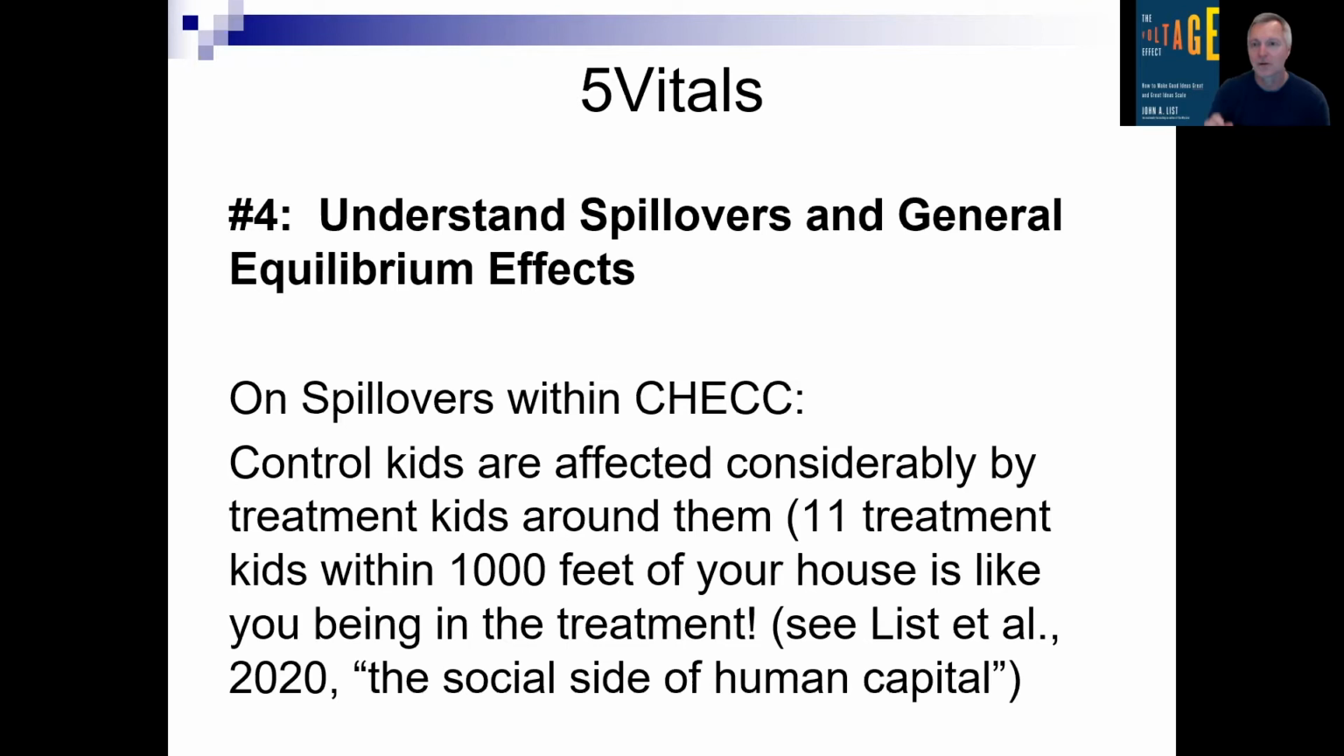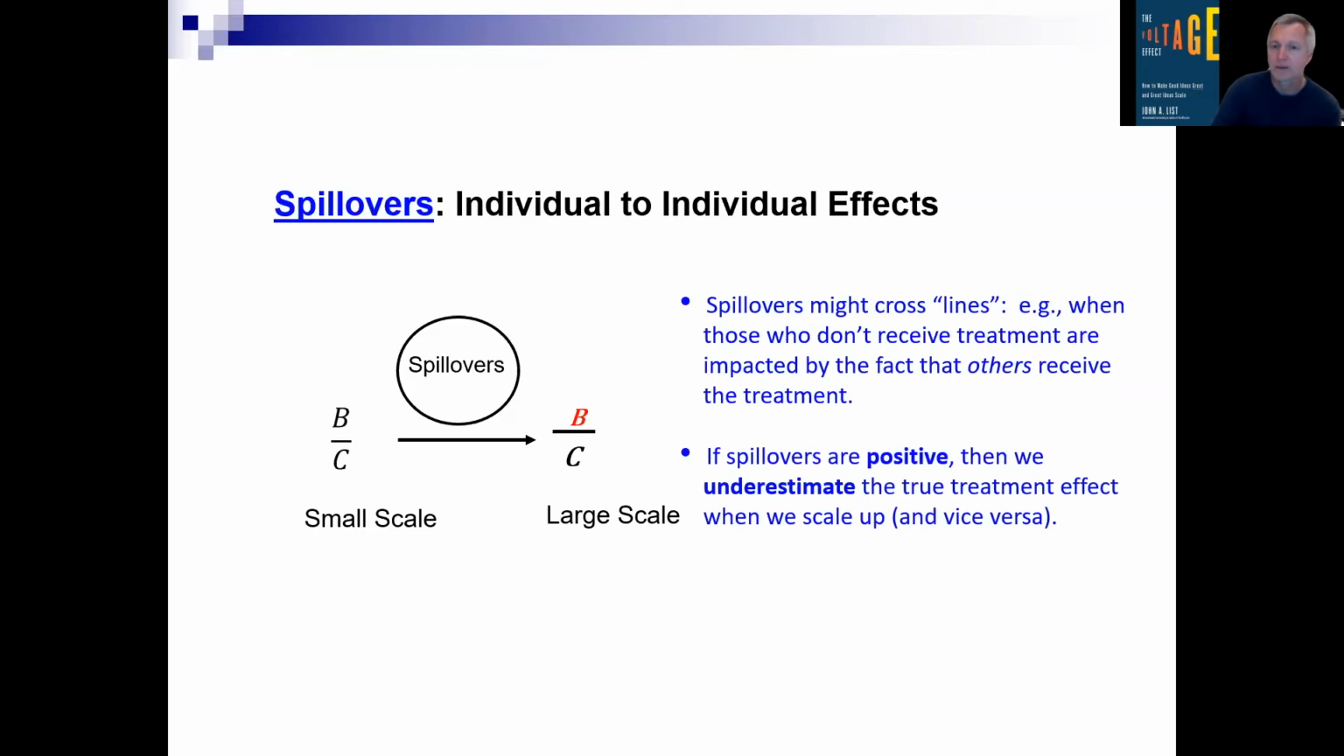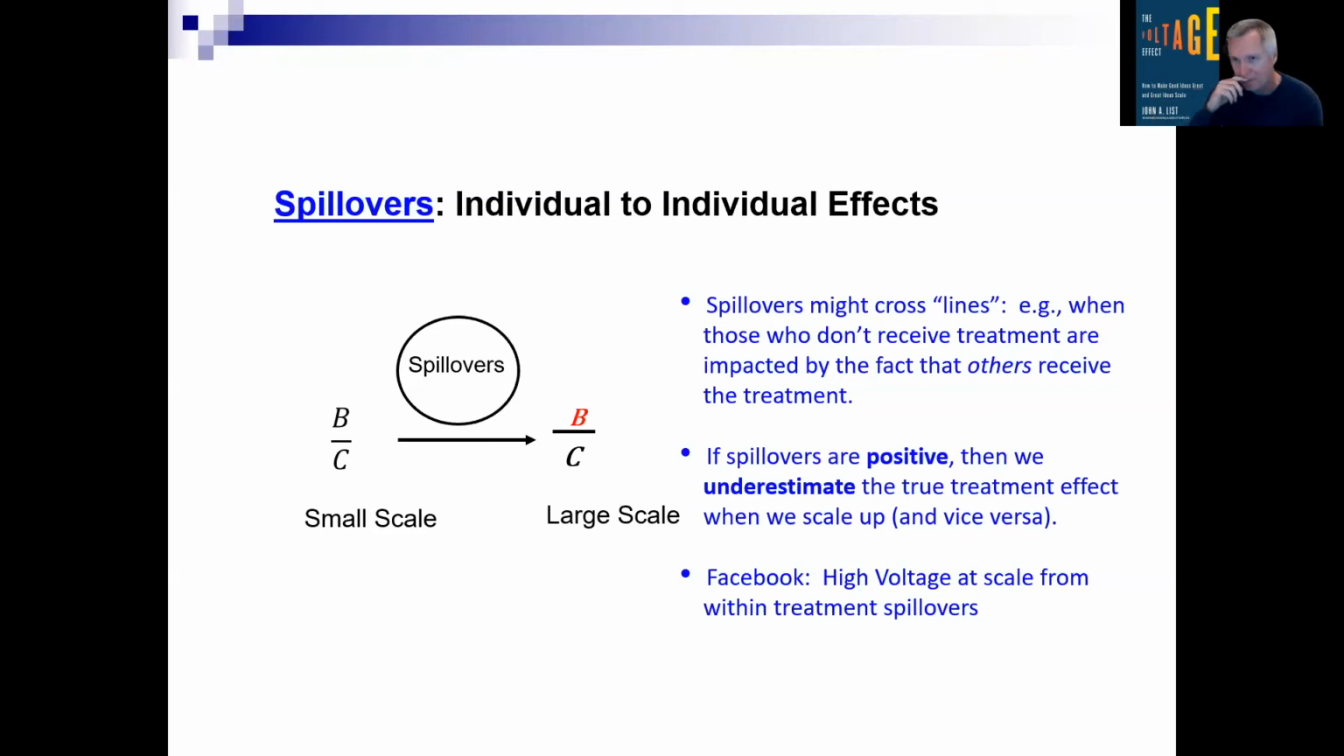What are the spillovers that happen with our programs? It's possible that when you take account of these spillovers, and what I'm talking about is these results where the treatment crosses lines, in experimental parlance, it's called a SUTVA violation. But I'm saying that this is good for programs because you might actually get high voltage at scale, okay, if you have really good spillovers when you go up to scale. And there, what I'm referring to is, think about Facebook. Facebook isn't the best example because people are very angry at Facebook right now, and rightfully so.